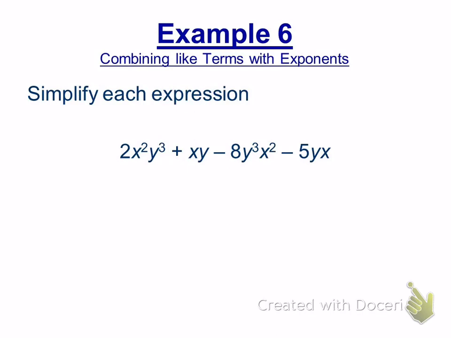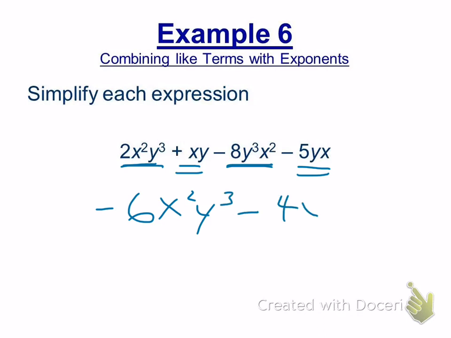So then what order do you put them in? Alphabetical? We'll talk about order in just a second. So these two are like terms, right? Because they both have x squared and y cubed. But then the other two are also like terms, because they both have x to the first and y to the first. So let's combine these two: negative 6x squared y cubed minus 4xy.